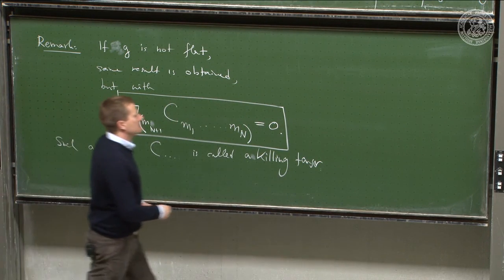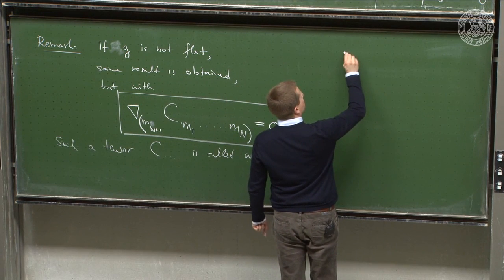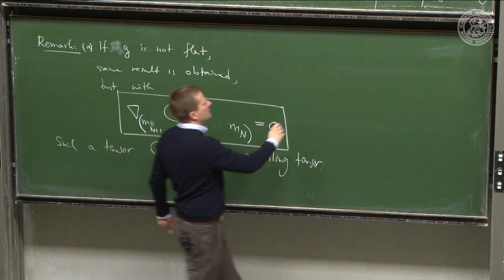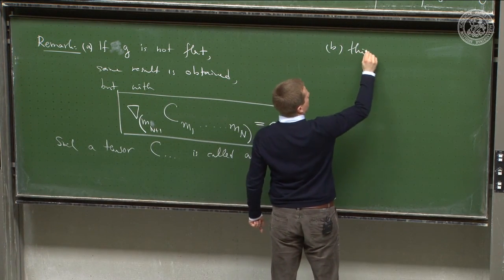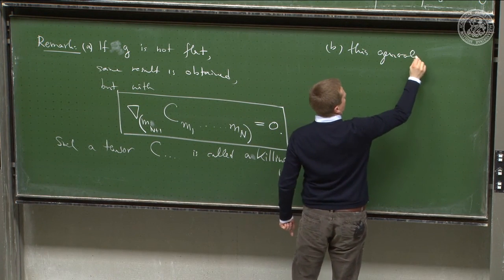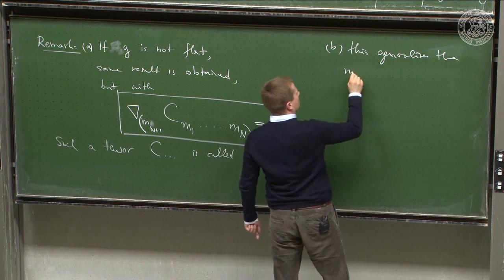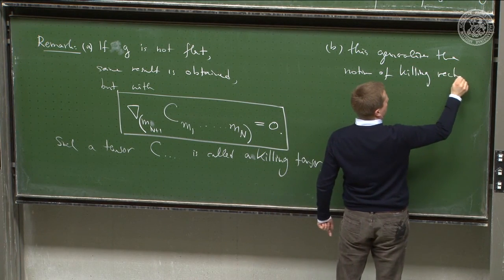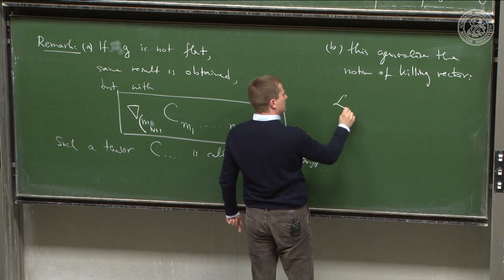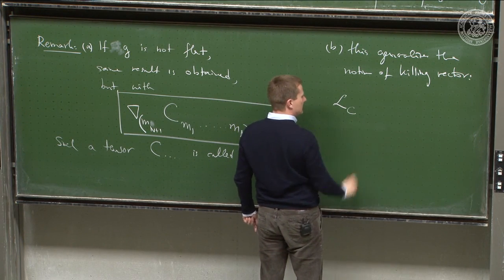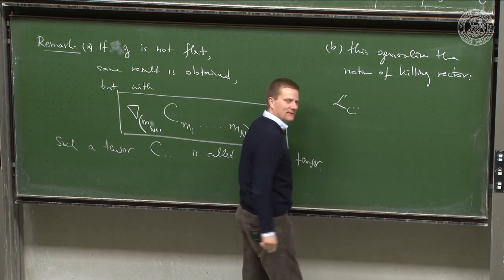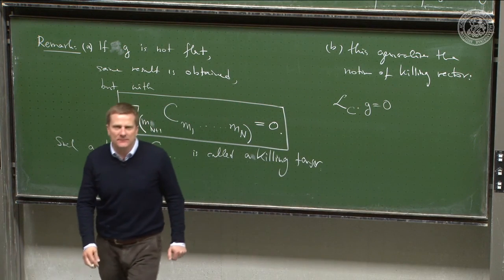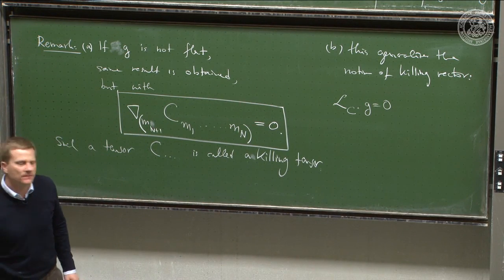And this generalizes, so that's remark A. Remark B is this generalizes the notion of a Killing vector. Well, we already had the notion of a Killing vector. We said C, which has only one index up, is a Killing vector if the Lie derivative of the metric with respect to C is 0.